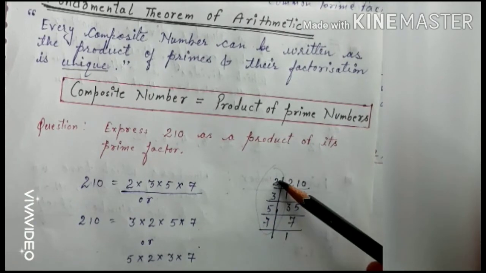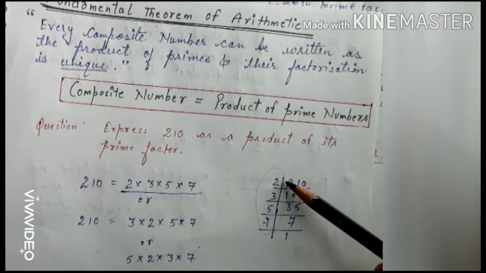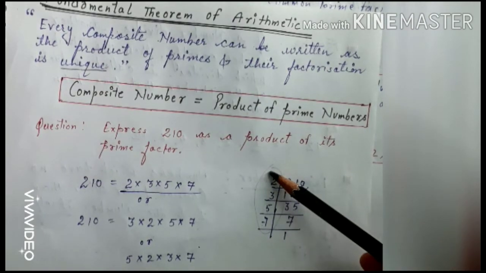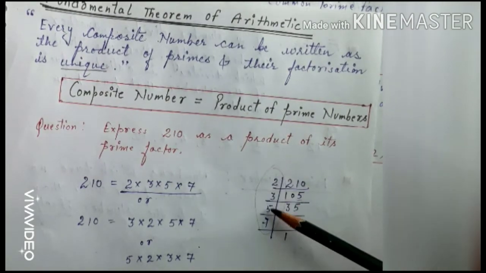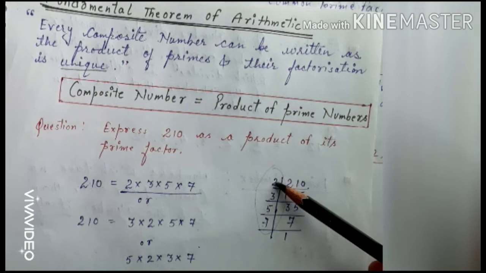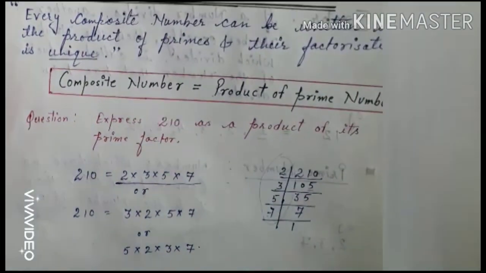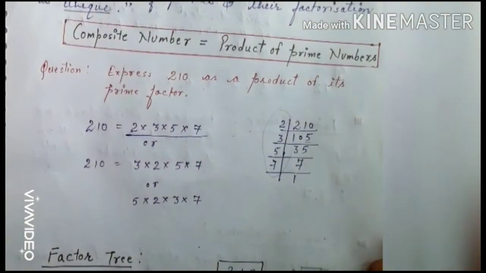Unique means, for 210, can the factorization be any other numbers? No, it is only divisible by 2 first, the minimum number, that means the smaller number. Firstly, we will take the smaller number, then we will come to another number. So the first thing to keep in mind is that you have to take the minimum number first. Okay, so you will do the factorization and express it.